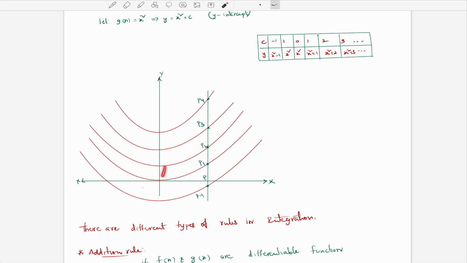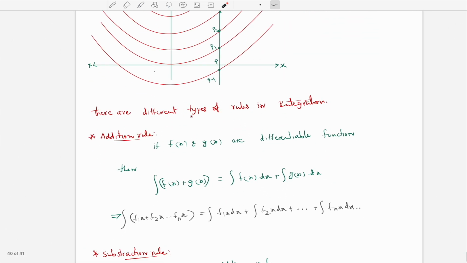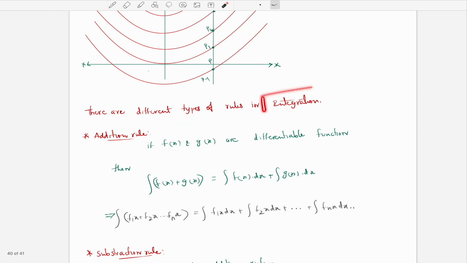So this is the integration. I hope you're getting a basic understanding of what integration is. It's just the area under the curve, right? So this is the area under the curve at a point P4. We have points out here, that's it, okay? So there are different types of rules in integration.